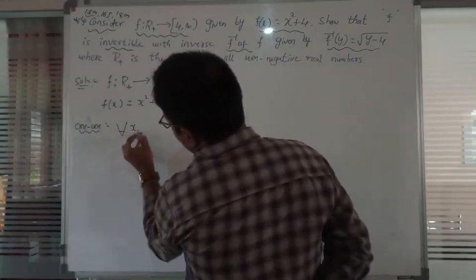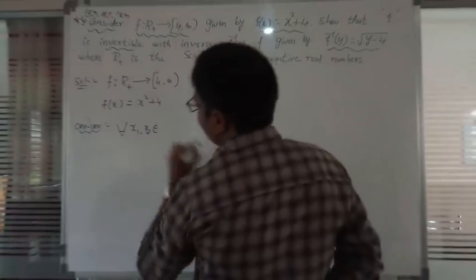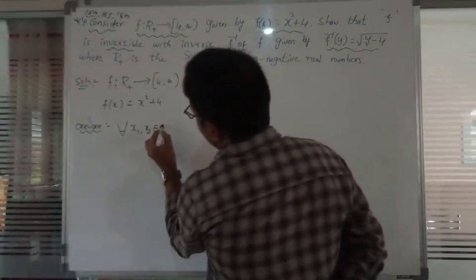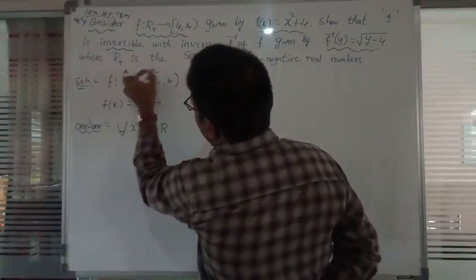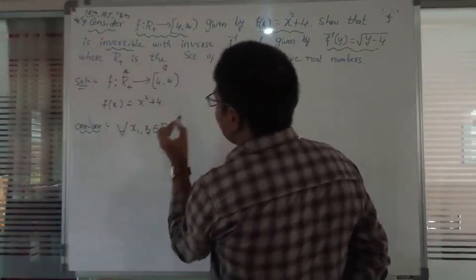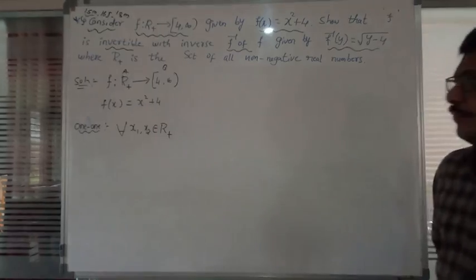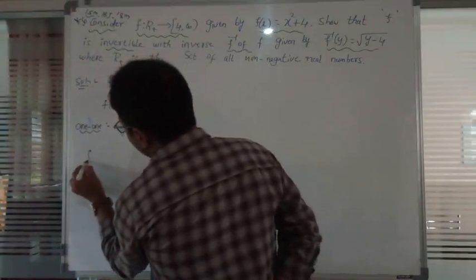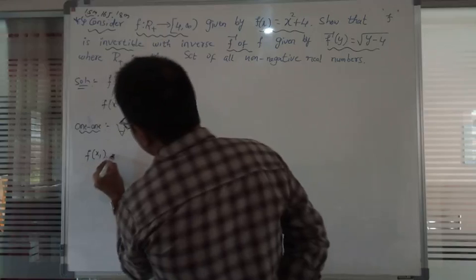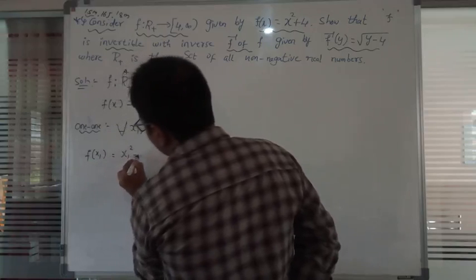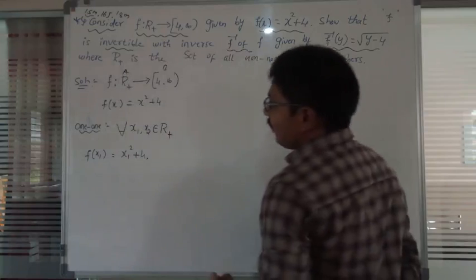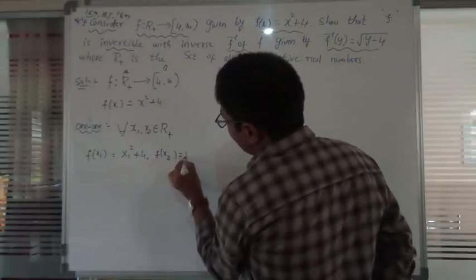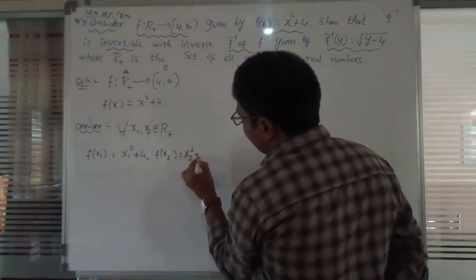all x1 and x2 belonging to which set? That is the first set. So in this function, which is the first set? This is A and this is B. Which is the first set? R plus is the first set. So here there is x. In the placement of x, I will fill x1. What happens? x1 square plus 4. And again in the placement of x, I will fill x2. What happens? f of x2 is equal to x2 square plus 4.